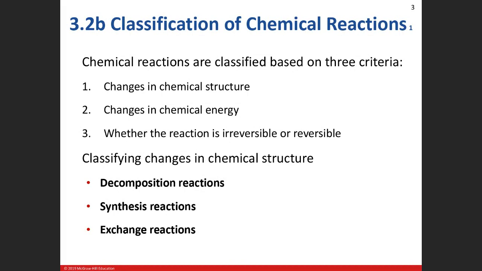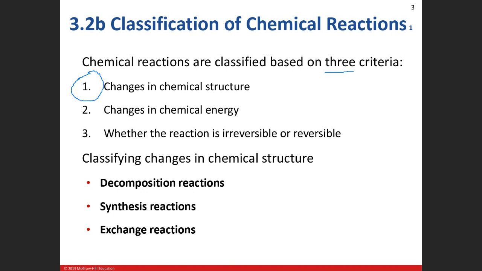So when we talk about the classification of these chemical reactions, there's three criteria that we're going to use, and we're just going to discuss the first one here, changes in the chemical structure. You're also going to see changes in the chemical energy, and then whether or not a reaction is irreversible or reversible. Like I said, we're only going to focus on the first one here, changes in chemical structure, because we're just going to be glossing over this. This is not a biochemistry course. This is just an anatomy and physiology course.